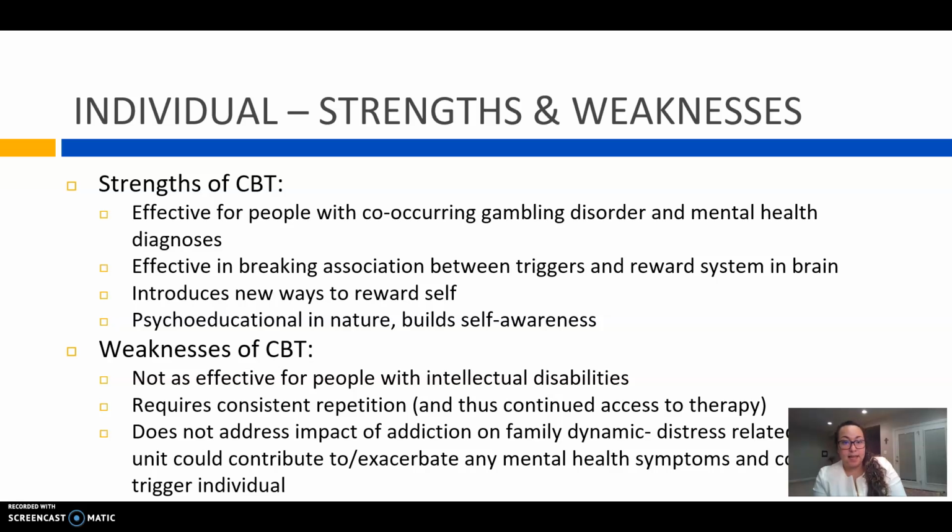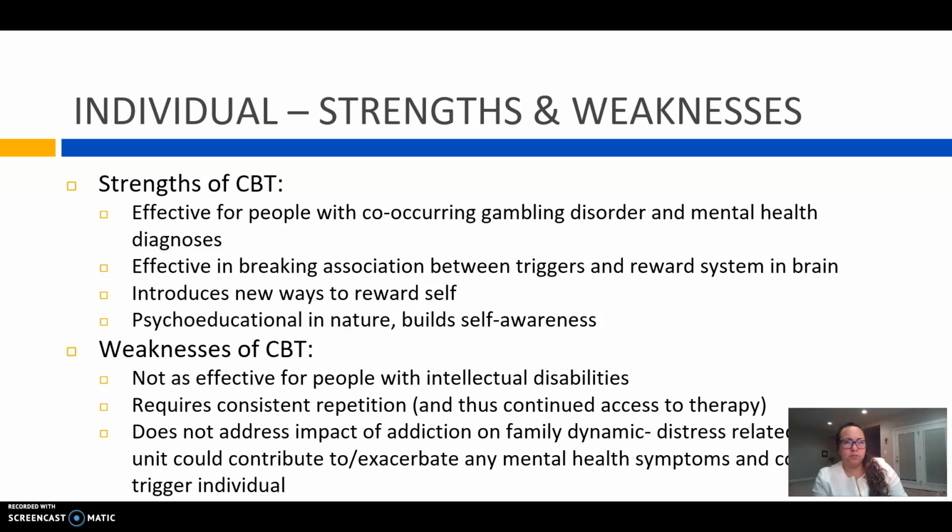Weaknesses. It's not effective for people with intellectual disabilities. There's a really strong cognitive component that requires some degree of needing to look inwards and self-reflect. And if you have an intellectual disability, it may vary your ability to do that. The treatment should ideally, for best results, be ongoing. This requires ongoing access to therapy, which not all people have. It can be pricey or just not accessible, period.